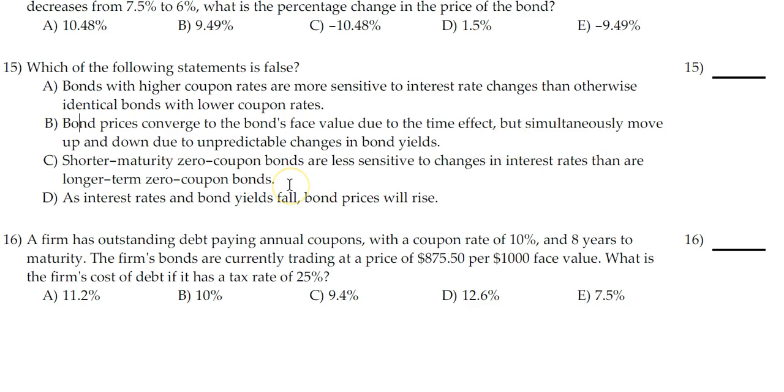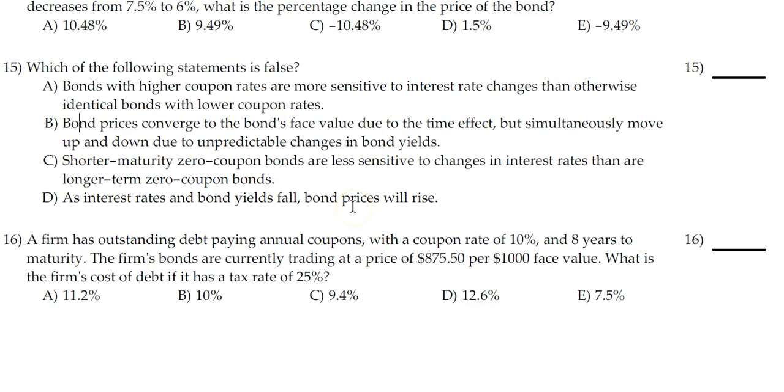Short-term maturity zero coupon bonds are less sensitive to changes in interest rates than longer-term zero coupon bonds. So that's also true. The longer the term, the more sensitive is the bond to changes in interest rates. Same idea as I discussed for point 8. The further away is your payment that you're waiting for, the more sensitive present value to fluctuations in interest rate. And finally, as interest rates and bond yields fall, bond prices rise. That's true. That's always true. When interest rates go down, prices go up, and vice versa.